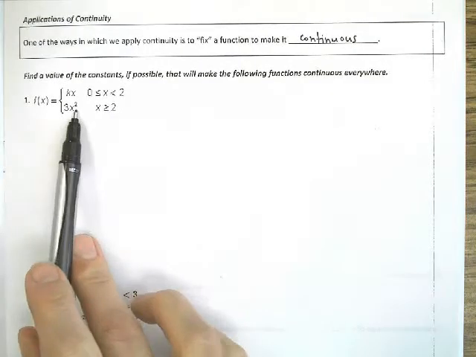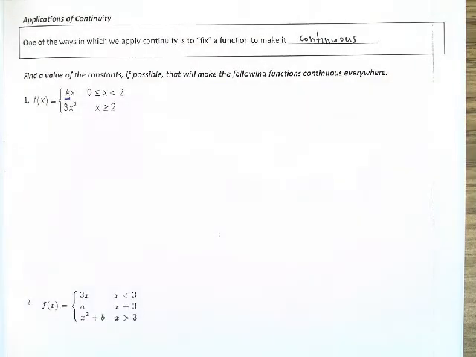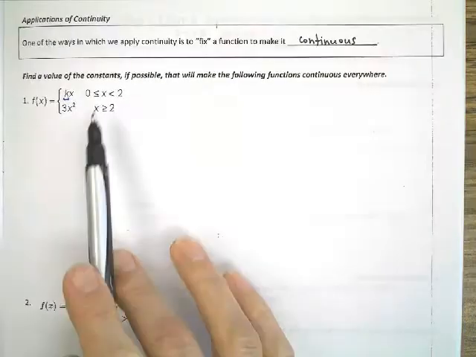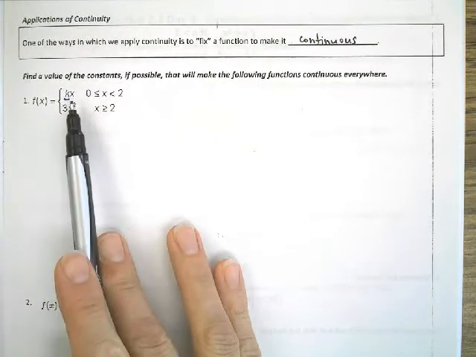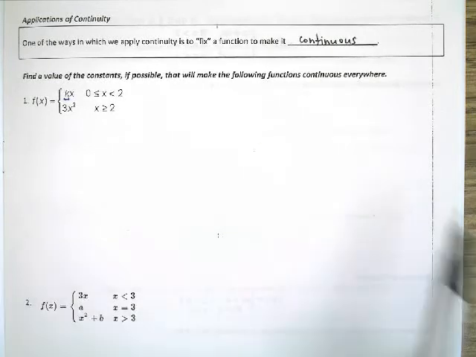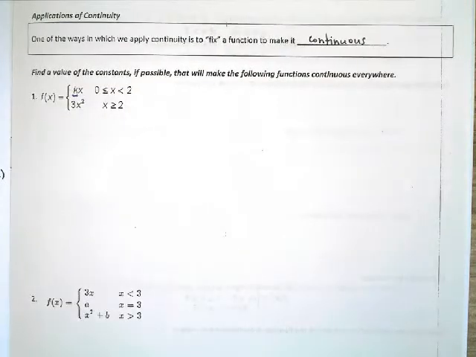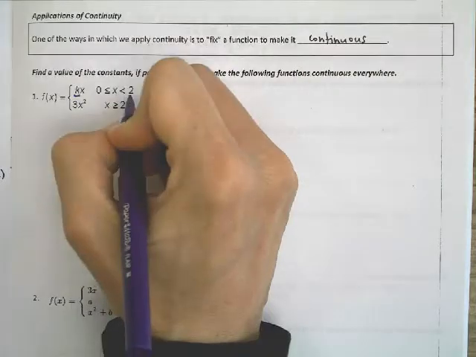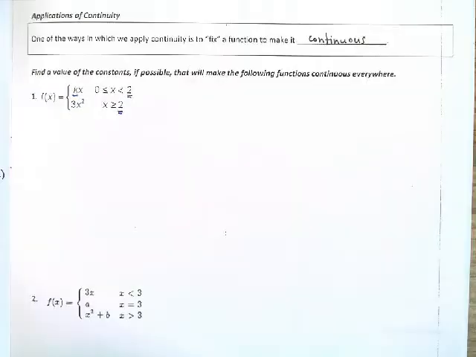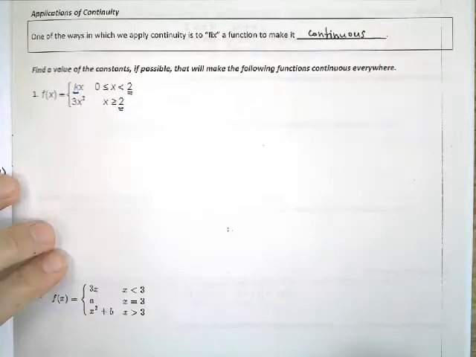Here I have a piecewise defined function, but you can see here that I have just some constant k. And I don't know what that is. And so the problem asks us to find a value of that constant that will make the following function continuous everywhere. So I need to find, is there a value of k that would make me continuous? Well, I can see I need to focus here at 2. Because at that point, I need to make sure that the left and right limit are equal and that the value of the function is the same as the value of that limit.